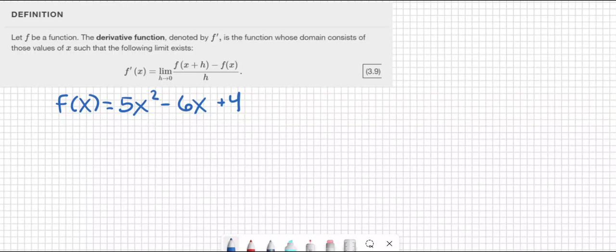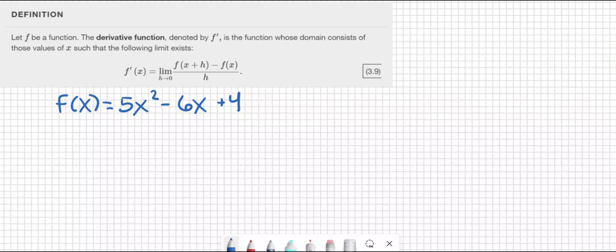Okay, so we're going to take the derivative again using the definition. So remember, the definition comes from we have a point nearby, and we're making them infinitely close together, and taking the slope between the two. So we're going to work this out algebraically, and then we'll check and see if it actually works.